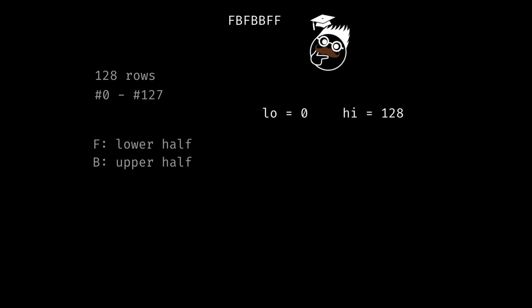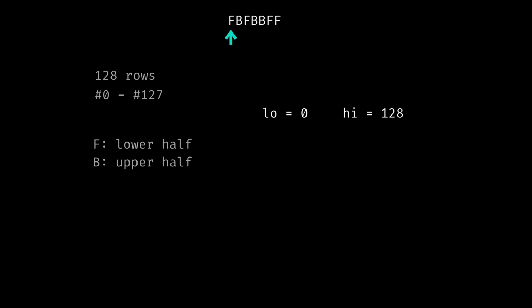Having your high pointer be exclusive is actually a little trick that will work in our favor in the long run. So overall, don't forget that your low is going to be inclusive, whereas your high is going to be exclusive. So we'll start by iterating through our input, looking at every character. I start at this F. I know that the F tells me I need to take the lower half of my range. Well, if my low is 0 and my high is 128, then to take a half, I'm going to have to know what the midpoint is.